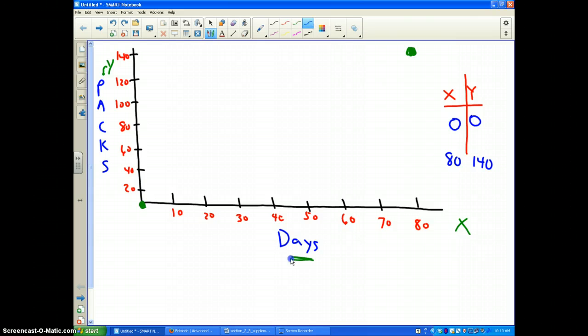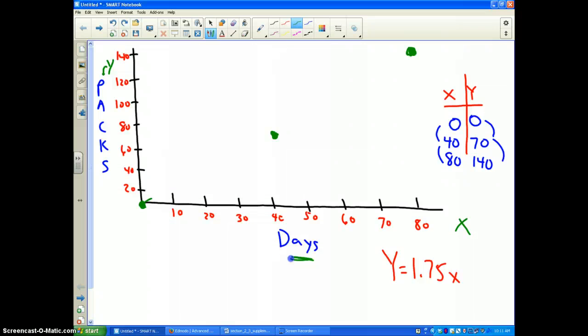Now, if we wanted a third dot to help us, we could pick pretty much any value for x and plug it into our equation, y equals 1.75x. So let's use the number 40. Let's use half of that. Now, we could put it in the equation, or we could just use what we know about linear equations and tables, and that the change has to be consistent. Therefore, 40 is half of 80, so 70 must be half of 140. So also the point 40, 70 is on our graph. So I go to 40 and up to about where 70 is, and the dot would be about right there.